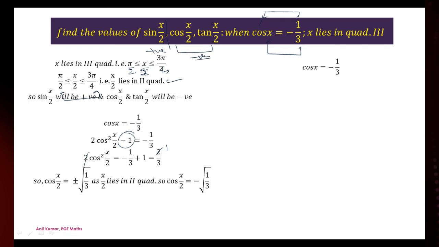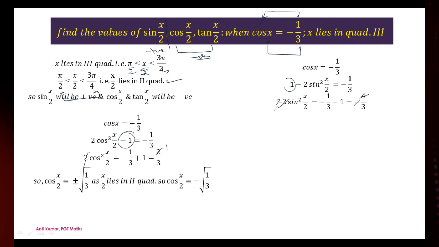So 1 minus 2 sin square x by 2 will be equal to minus 1 by 3. Take this one to that side. It will become minus 2 sin square x by 2 is equal to minus 1 by 3 minus 1, which is minus 4 by 3. So minus and minus cancelled.